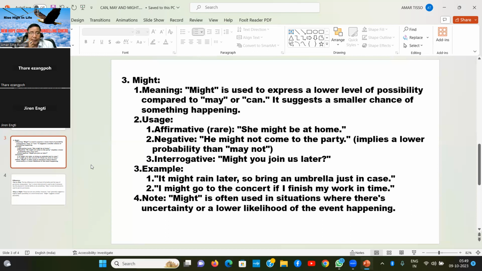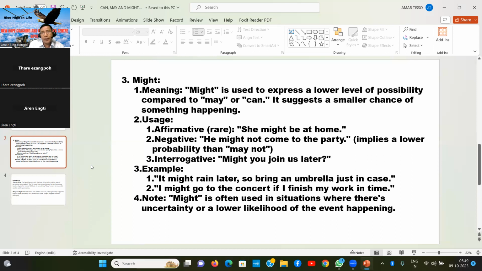Might you join us later? Might you join us later? The example there: It might rain later, so bring an umbrella.